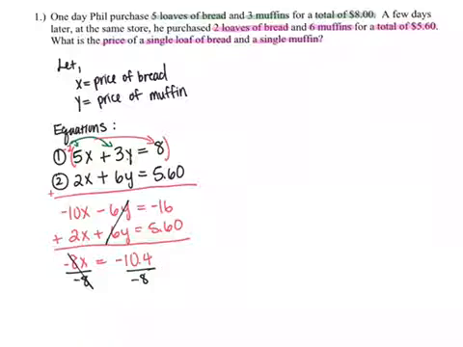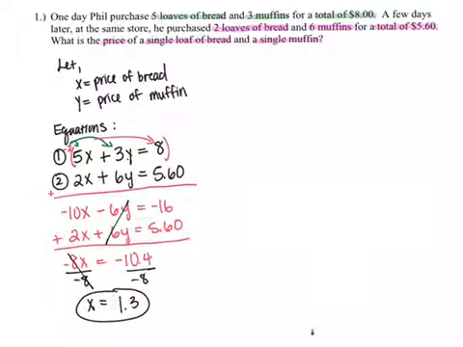The negative 8's cancel, bringing down my x. So in this case, negative 10.4 divided by negative 8 is going to be 1.3. So we have found our x value, so let's circle that. The next thing we need to do is calculate our y value. Remember, our y value is the price of the muffin. So we just found the price of the bread, and it looks like it's $1.30.